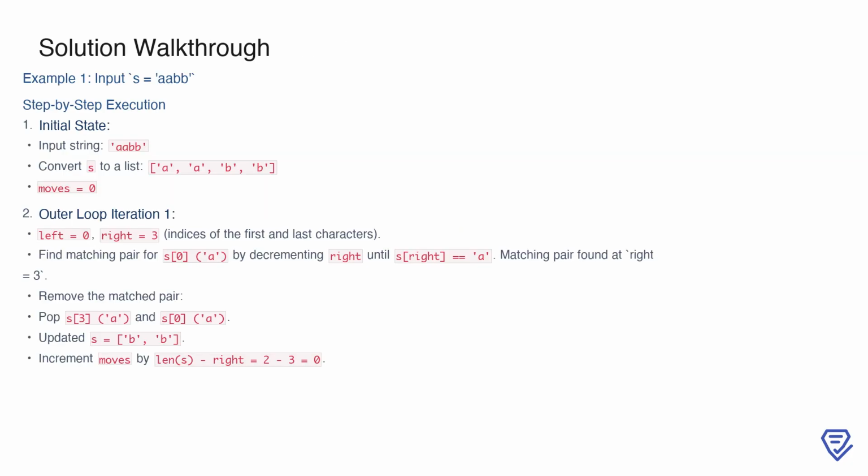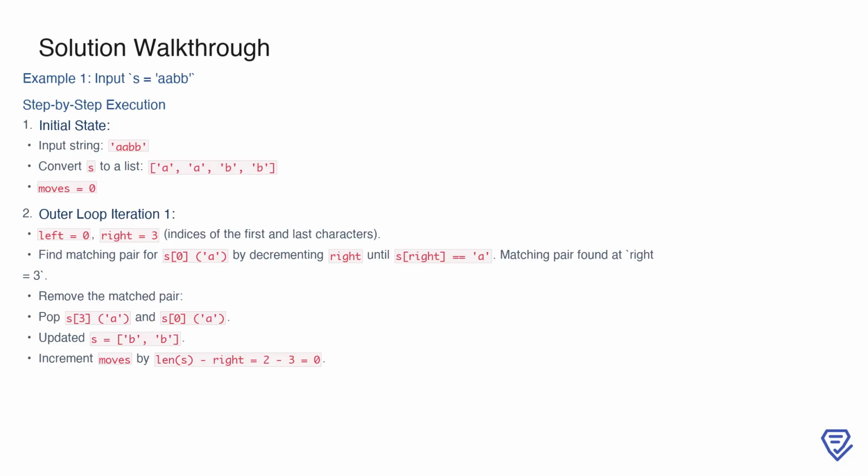To solve the problem of determining the minimum number of moves to make a palindrome, let's start by walking through the first example, where the input string is AB. First, we convert the string into a list, so it becomes A, B, and initialize a variable moves to 0 to track the total moves required.